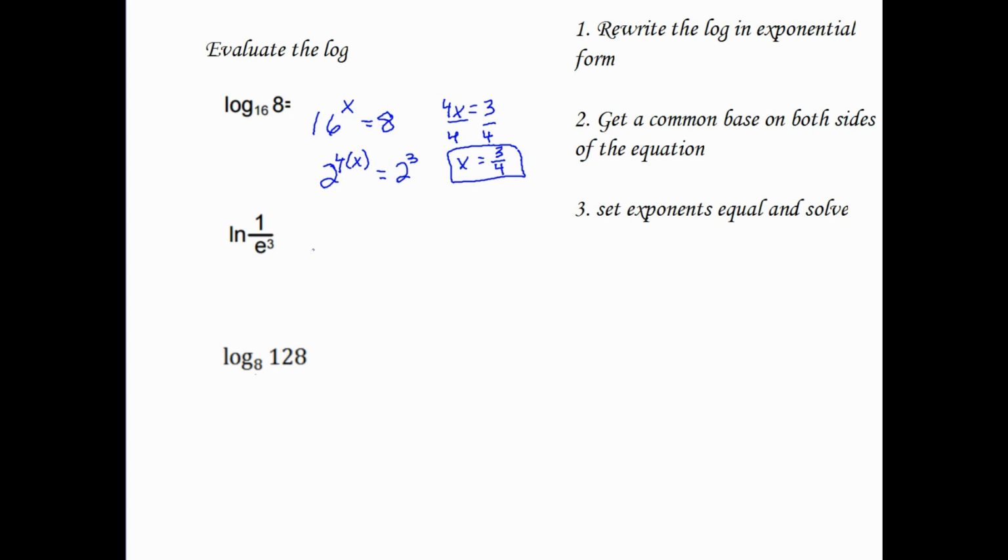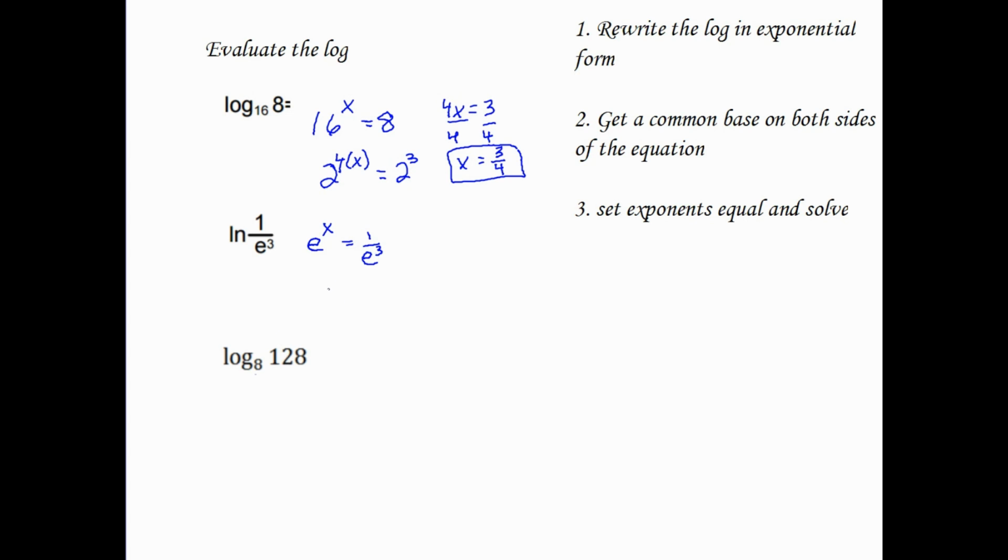Let's go on to this problem. Natural log of 1 over e to the 3rd. Again, the base is not written, but we want to see what this is. So natural log is going to be a base of e. And e to what power? So e to the x is going to be equal to 1 over e to the 3rd.